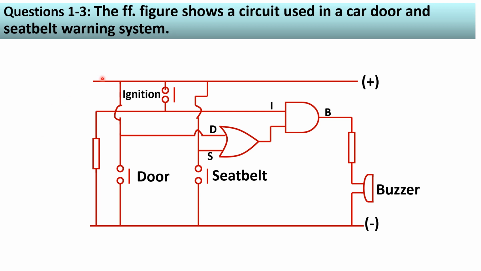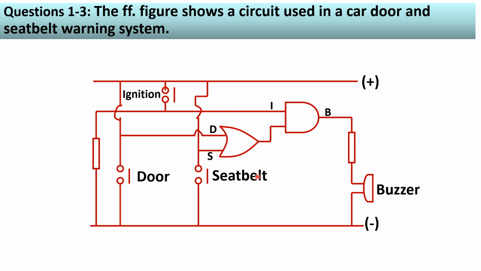For our questions 1 to 3, we have the following figure that shows a circuit used in a car door and seatbelt warning system. So this is the symbol for the door switch, and this other symbol represents the seatbelt, the switch for the seatbelt.